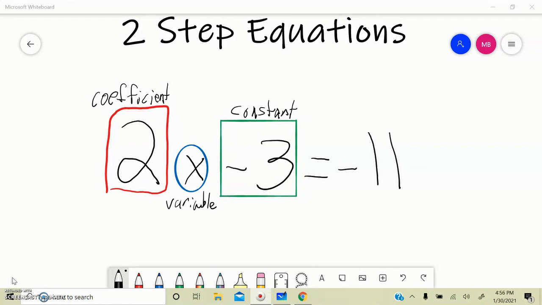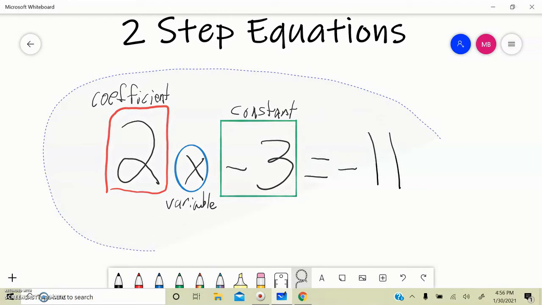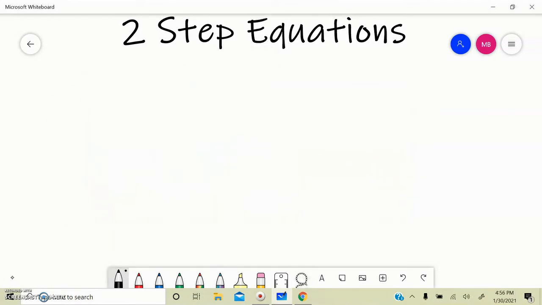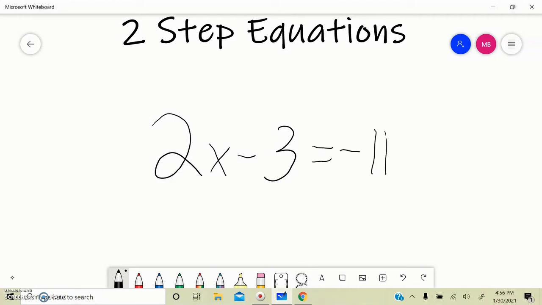Okay, so we're going to go ahead and get rid of all that and rewrite our equation here. So we have 2x minus 3 is equal to negative 11. Well, first thing we want to do is get rid of our constants that are on the same side as our coefficient and variable. Okay, so that means we have to do the inverse operation to our negative 3, which is add 3.